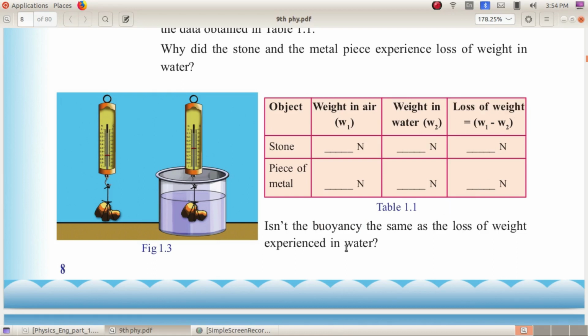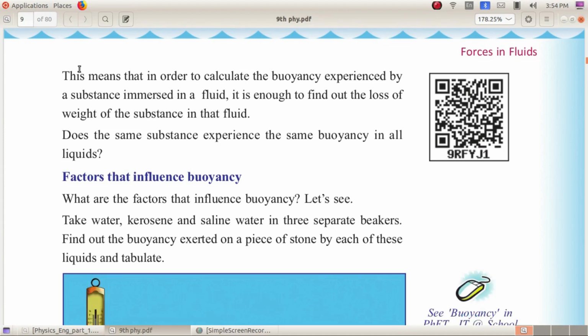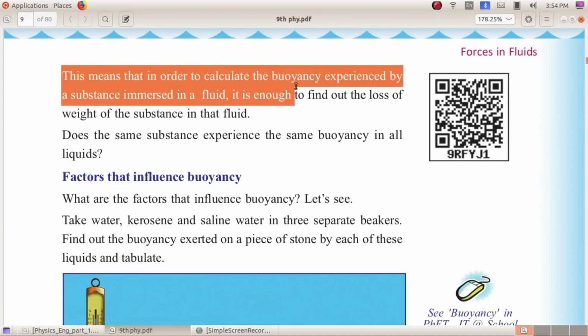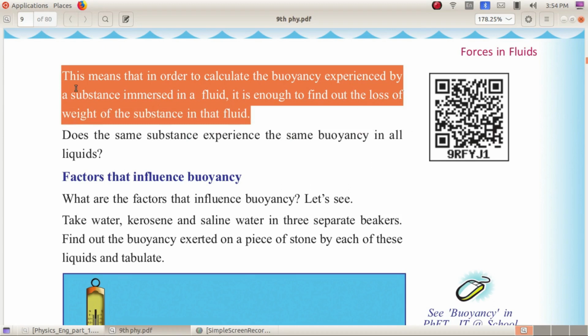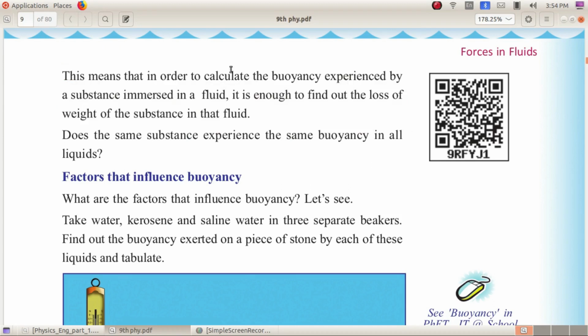Now, the factors that influence buoyancy. Let us find what are the factors that influence buoyancy. Here, 3 beakers are given with water, saline water, kerosene. These are different in their densities. That is, we know that saline water has very high density. Water has density in between, and saline water and kerosene has least density. Now we have to find the buoyancy in water, in saline water and in kerosene.